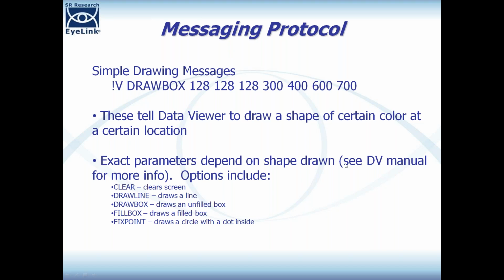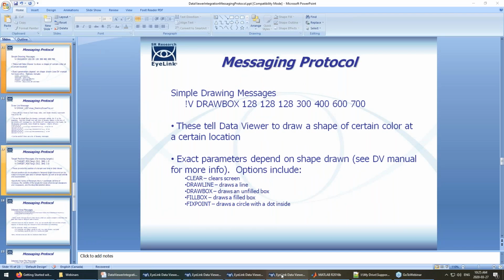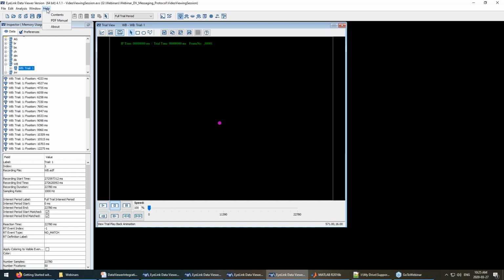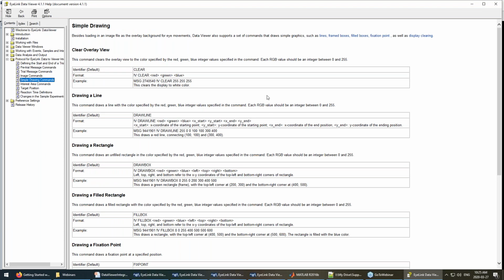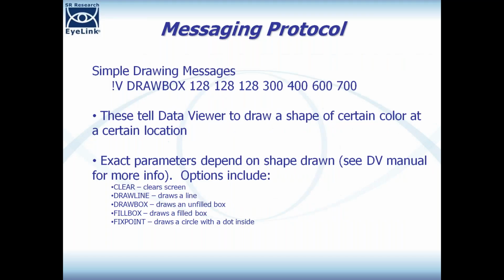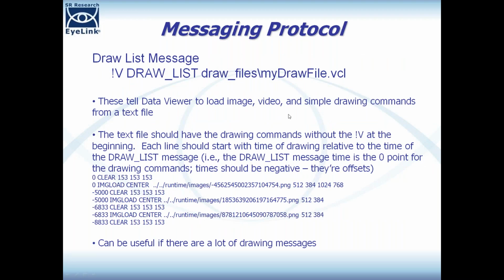So you can see the Data Viewer manual for more information about this. If you want to check that out, let me just show you how you can access that. If you open Data Viewer, you can go to Help, Contents, and if you go to this section, Protocol for EyeLink Data to Viewer Integration, you can see these are the messages we're talking about right now. And if you go to simple drawing commands, you can see the protocol for all these different drawing commands. And that goes for all these different things we're talking about. Okay. So you can do some simple drawing.